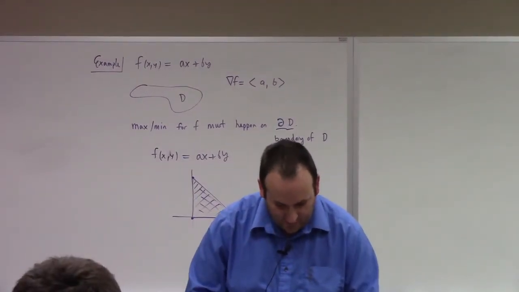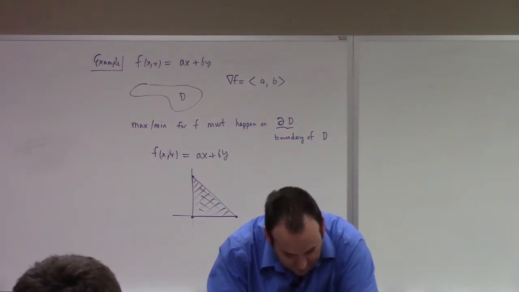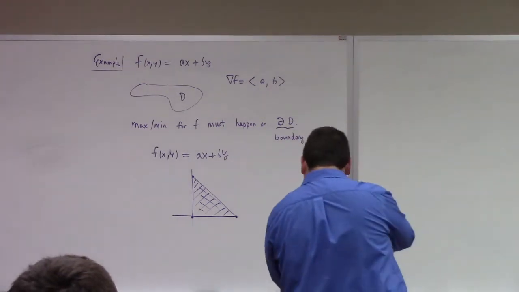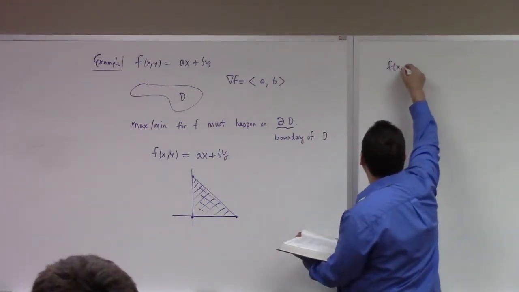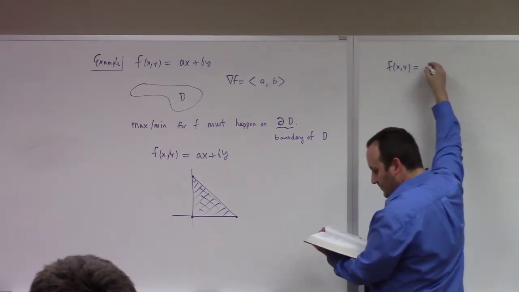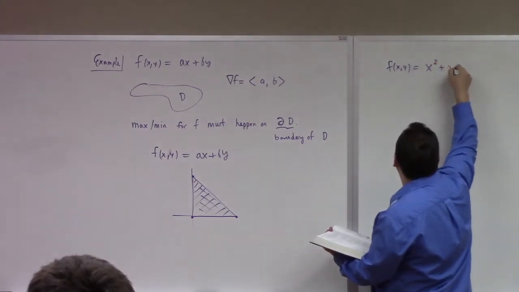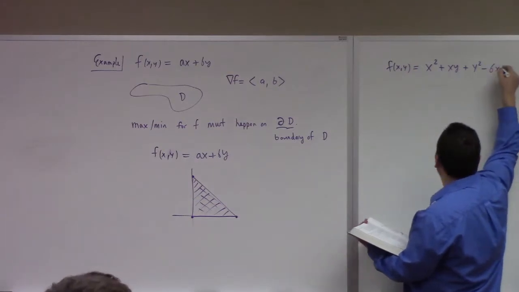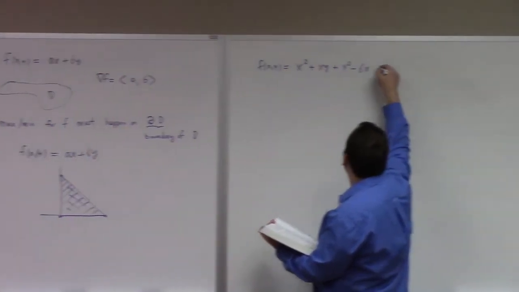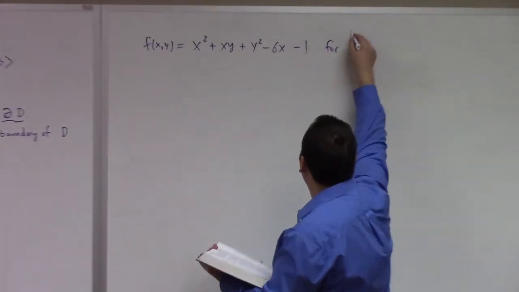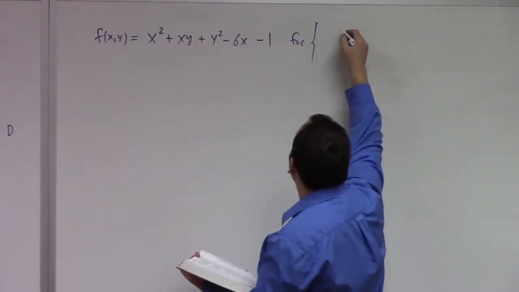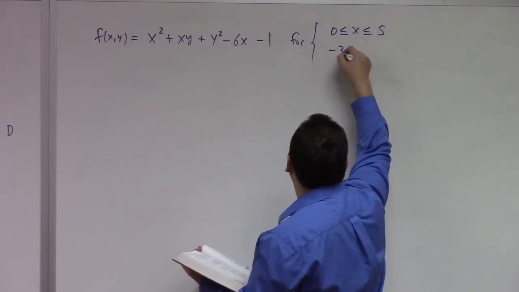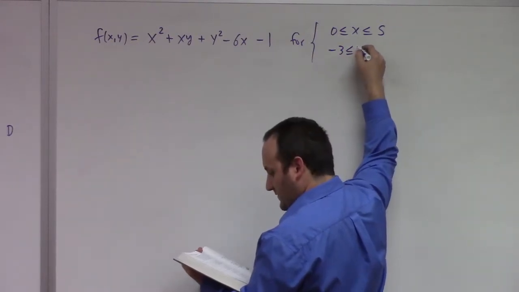Let's see here. Number what? 3. Number 3? Finding absolute extremes. Now you said 3, not 30, right? Yeah. Okay. x squared plus xy plus y squared minus 6x minus 1, where 0 is less than or equal to x, which is less than or equal to 5, and minus 3 is less than or equal to y, which is less than or equal to 0.